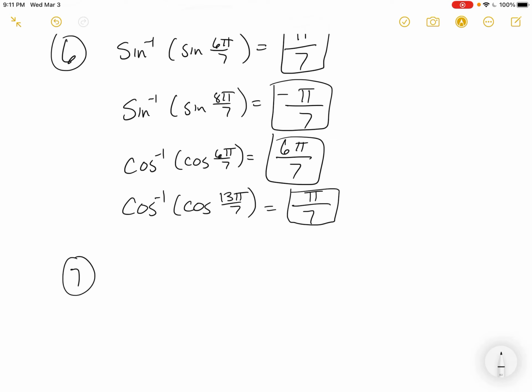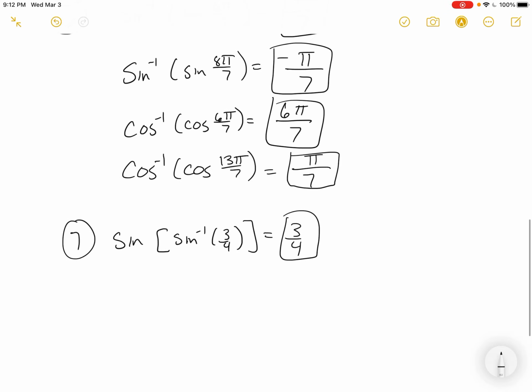Seventh problem, sine of sine inverse of 3/4. Okay, well, that's just going to be 3/4. So if you do it the other way, sine inverse is going to give you some kind of angle whose sine is 3/4. Sine of that angle will be 3/4. And so those just undo each other very naturally there.